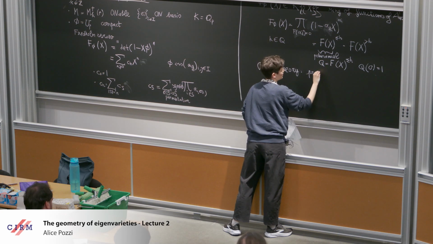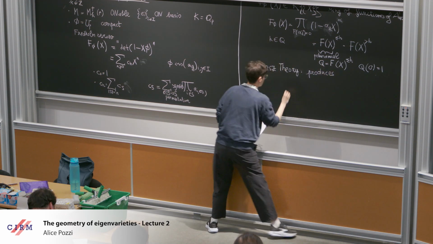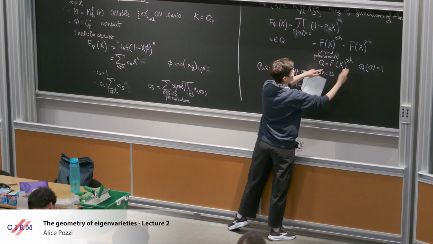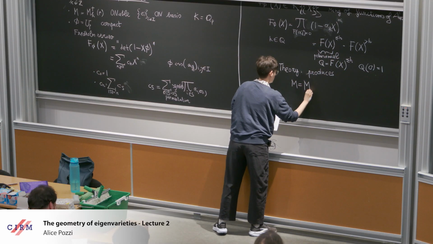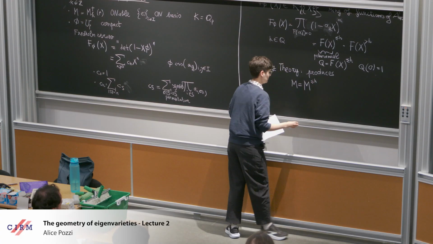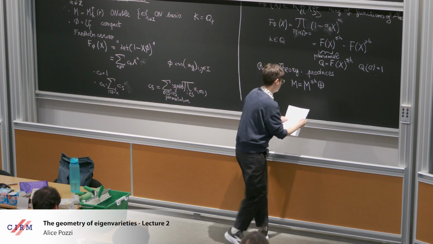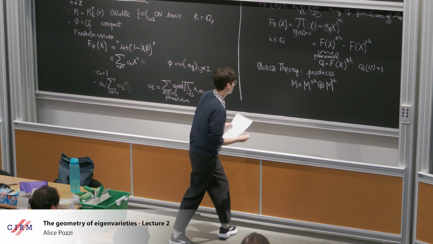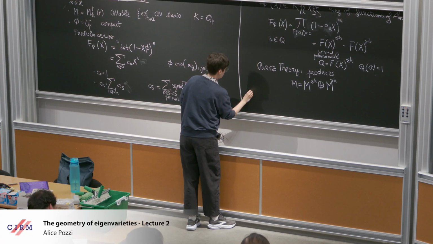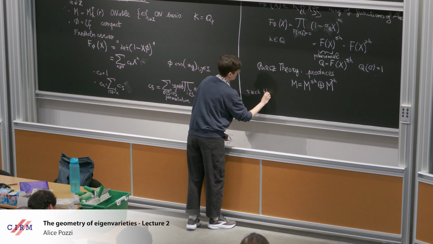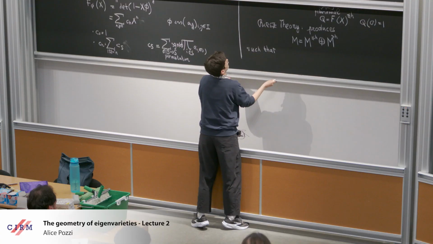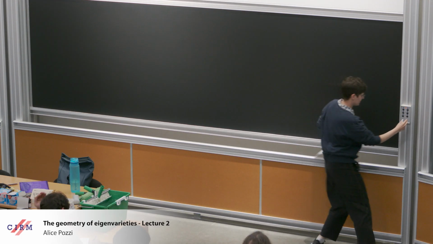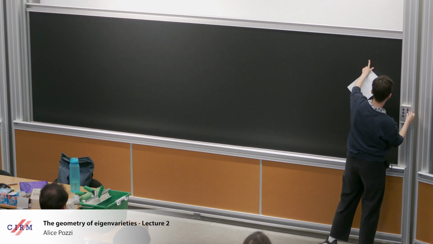This produces a decomposition of M as two pieces, each corresponding to a piece of the factorization, such that they satisfy the following properties.